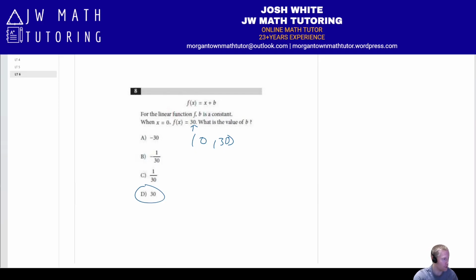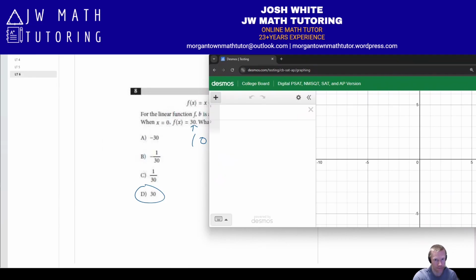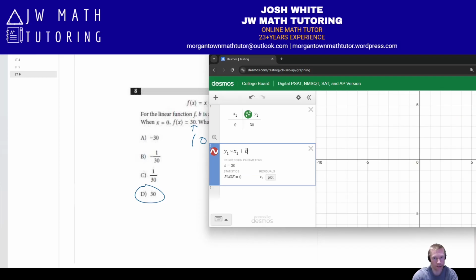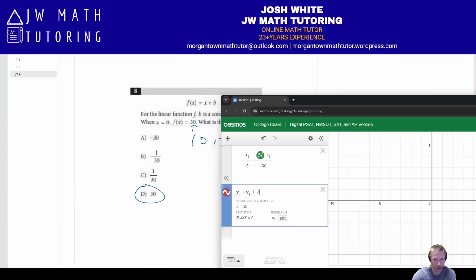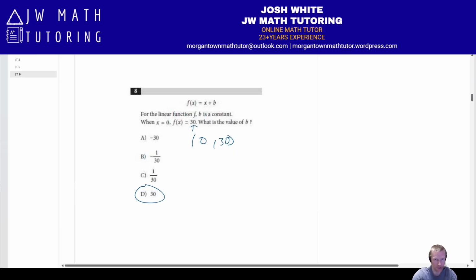Now, of course, you could go to Desmos and do a table, put in the point that you're given, and then do linear regression. The equation is just mx plus b, and then it just tells you right here b is 30. So that's how you could do this in Desmos if you didn't recognize that this is the y-intercept.